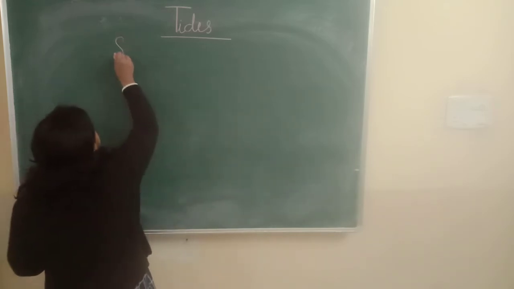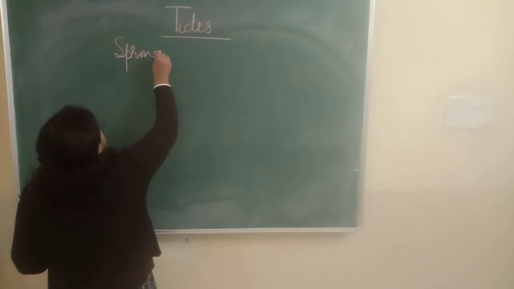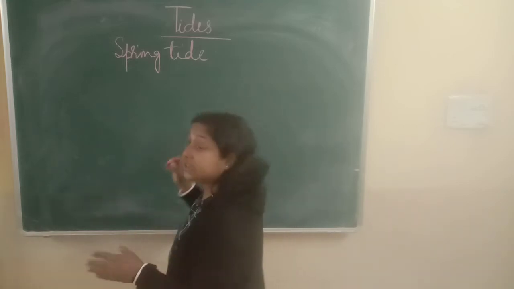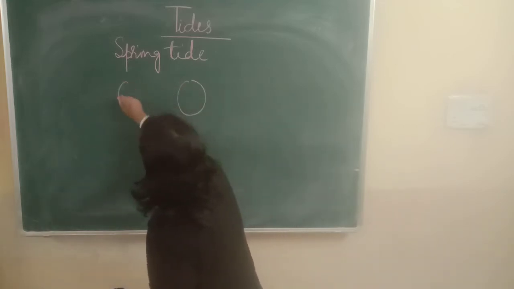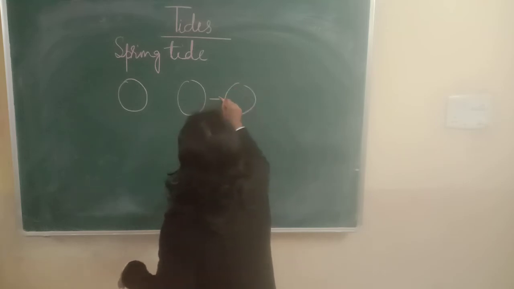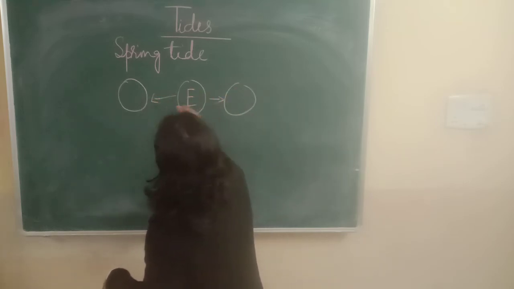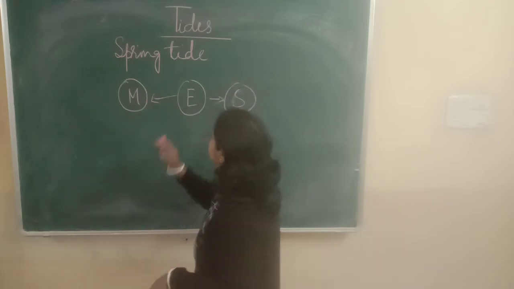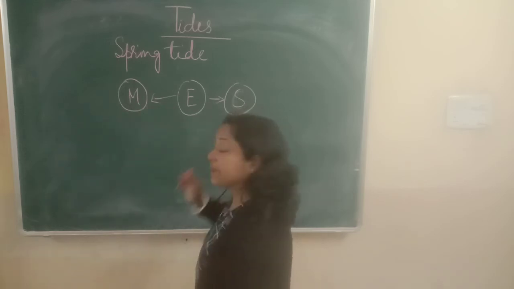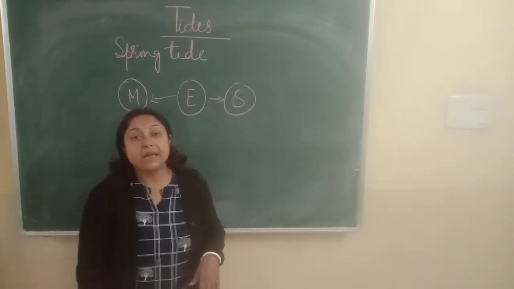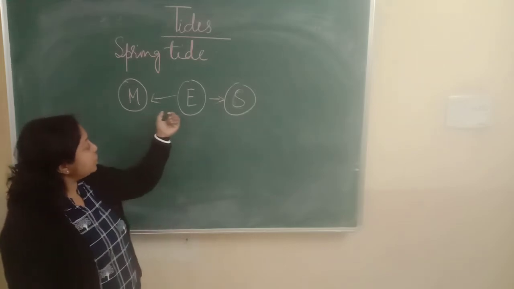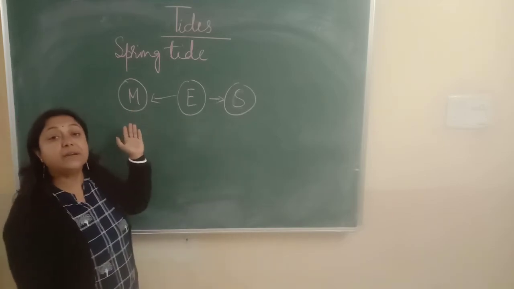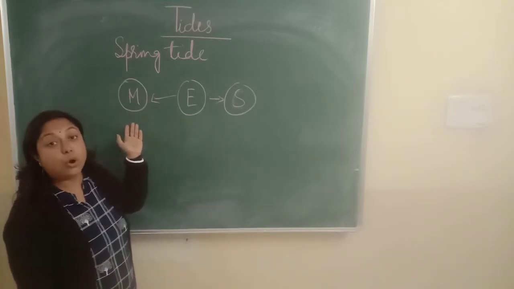Now what is spring tide? During a spring tide, the three heavenly bodies, the earth, the sun and the moon, are in a straight line. Earth, moon and sun are in a straight line. As they are in a straight line, the gravitational pull of the moon and the sun is the same. And the moon here is in full moon or new moon.